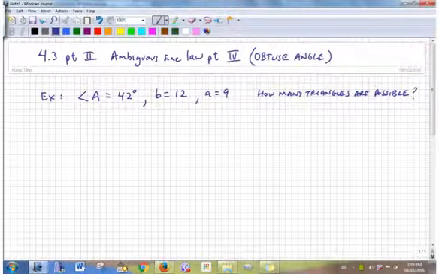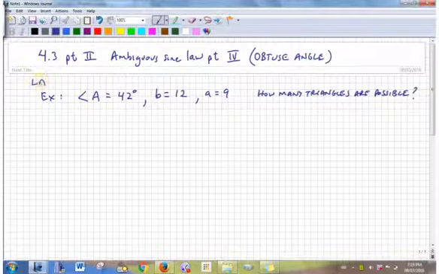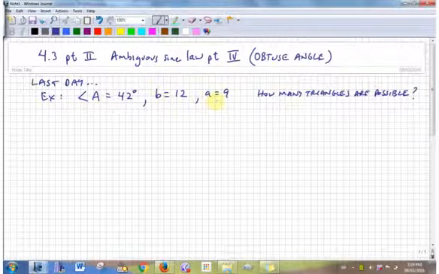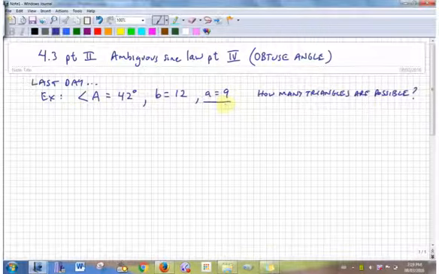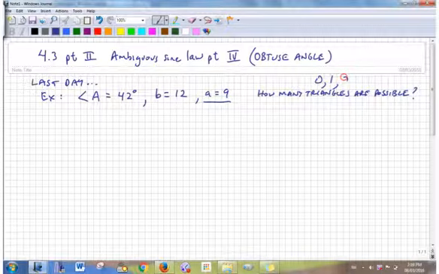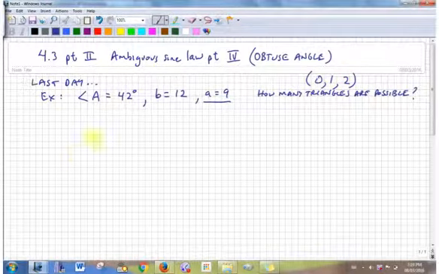Okay, this will be a pretty quick one. Recall last day we had some questions like this. There's an angle, there is a side, and there is a side given opposite this angle. The question is how many triangles are possible? Either 0, 1 triangle, or 2.